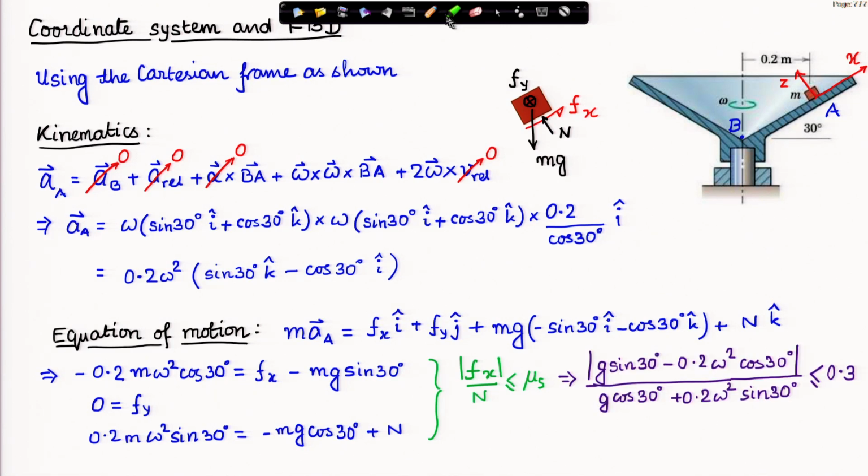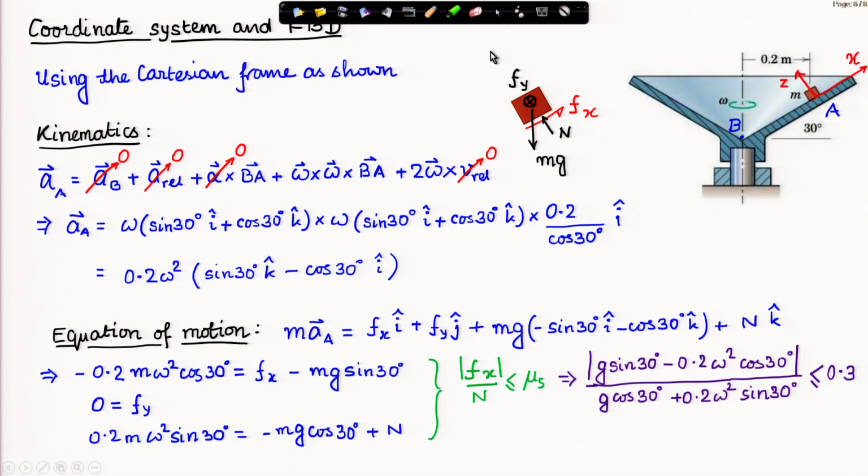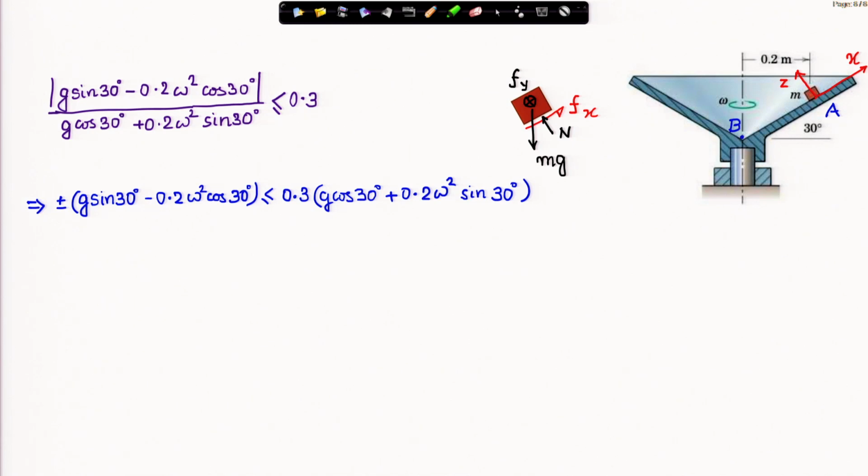I have just solved these terms. For example, fx I have solved from the first equation, N I have solved from the second equation, the k cap equation, and I have taken this ratio. Only thing I have to take is the magnitude of fx, and that should be less than 0.3, which is the coefficient of static friction. This is our condition of no slip. The denominator, you will notice, is positive. Therefore, I can take it to the right hand side without change of the inequality, and the mod value I will change by the plus or minus.